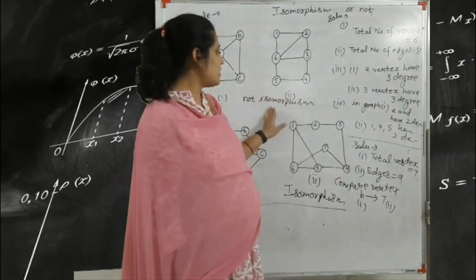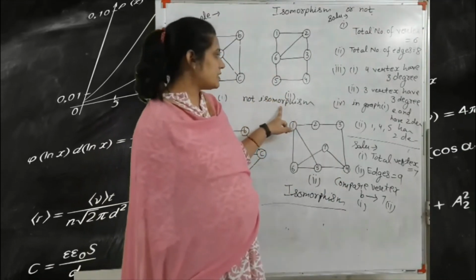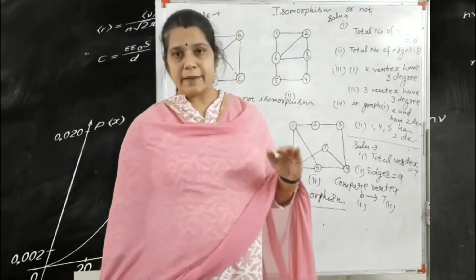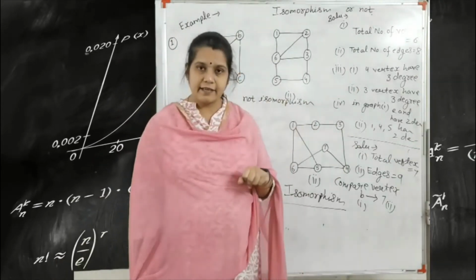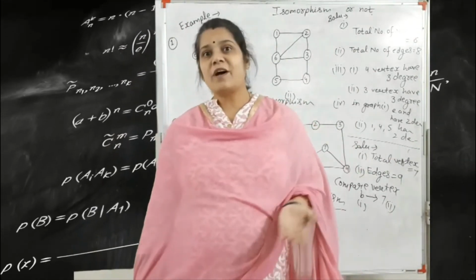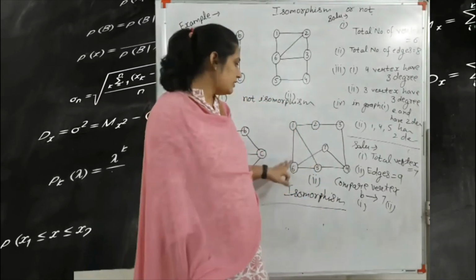Okay, so these two examples depend on isomorphism. The first example is not isomorphism because the degrees of the vertices are not the same in the first and second graph. And the second example is isomorphism because all the conditions are satisfied in both the graphs.